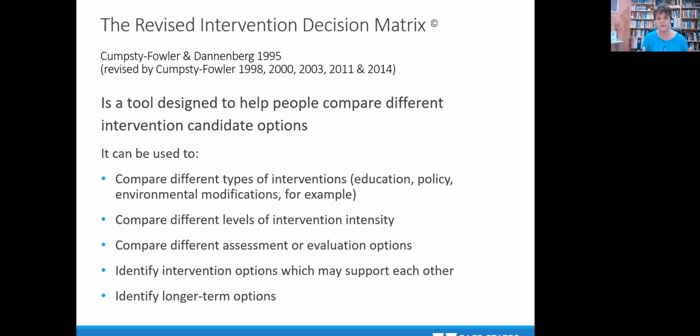Very different levels of resource investment, potentially very different levels of results. We could also use it to compare assessment and evaluation options. And this is something that's become increasingly common in the last 5 to 7 years. I've noticed more and more students and colleagues using it for this.